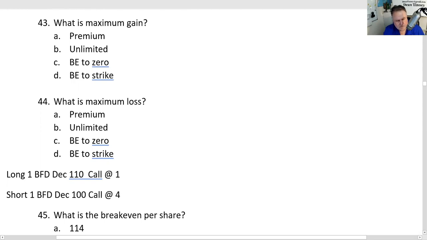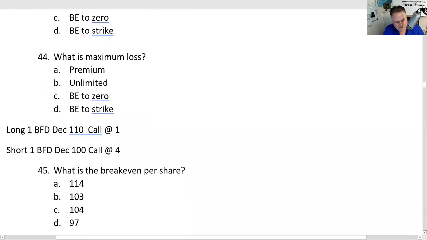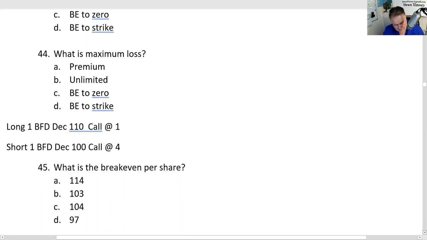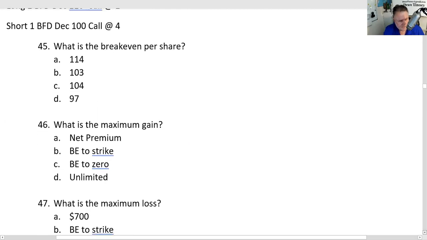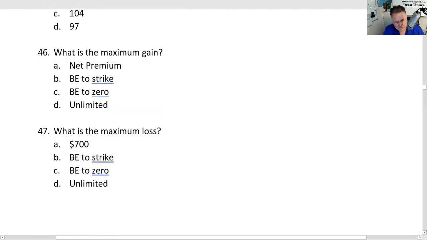Test taking trick: the break even in a spread always has to be somewhere between the two strikes. So you can eliminate 114 because that's not between those two numbers. It's got to be somewhere between there. You can eliminate 97. It's got to be somewhere within the range. So it's either B or C. We said it's B. We use call, add to the lower. We said in a credit spread, the most you can make when you collect money is the premium. We said the max loss was 7.